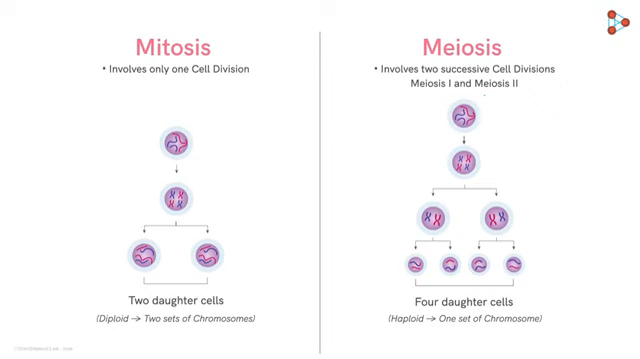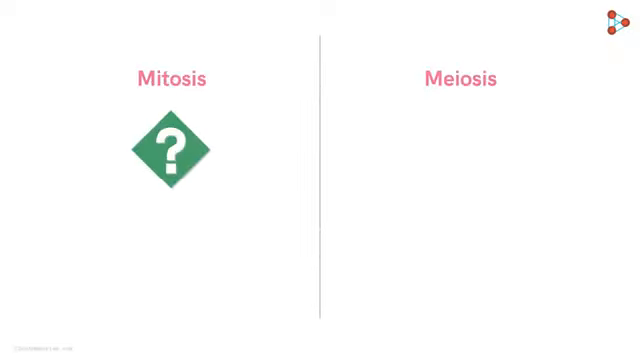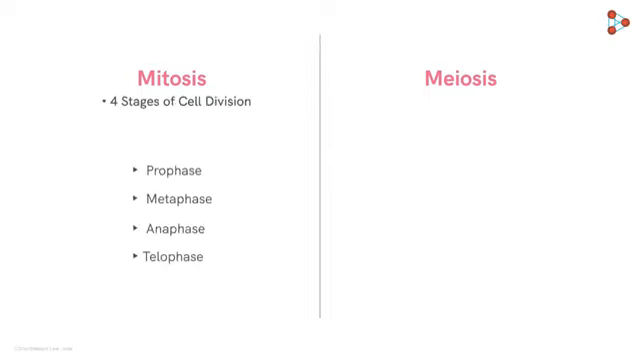The former difference also gives a clue about one more difference between the two. What could that be? Well, the image clearly depicts that all the 4 daughter cells produced by meiosis are genetically different from each other, while the 2 daughter cells that are produced by mitosis are genetically similar to each other. Now let's move on to the next difference. But before that, can you tell me how many stages of division does the mitosis process have? Correct. It has 4 stages of division.